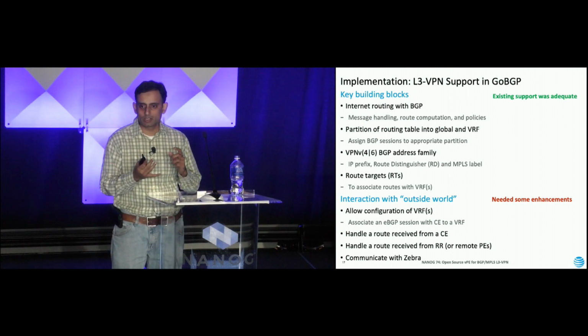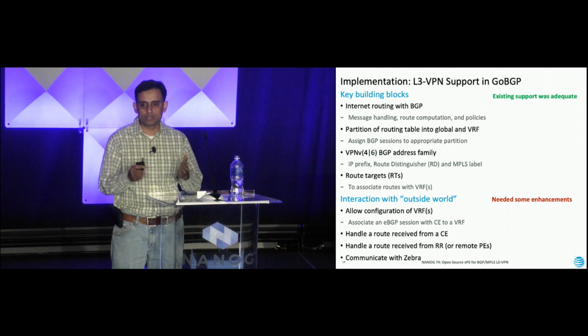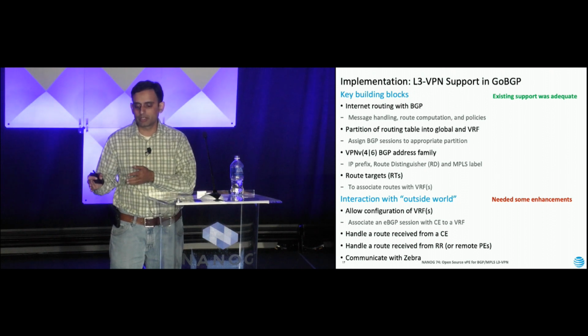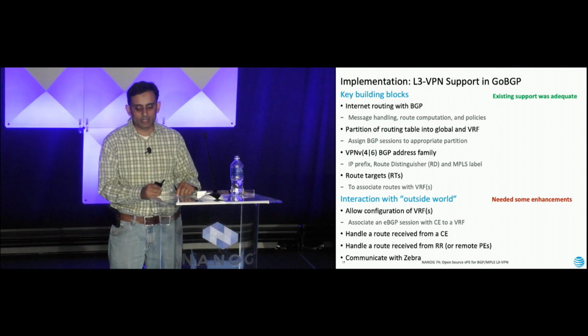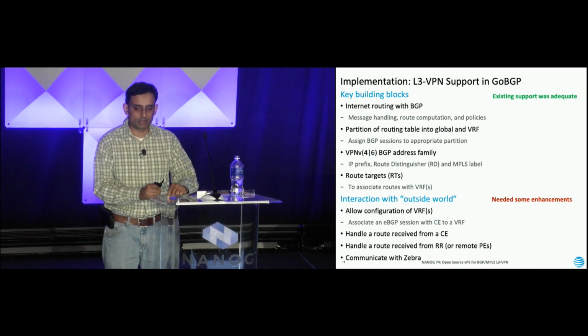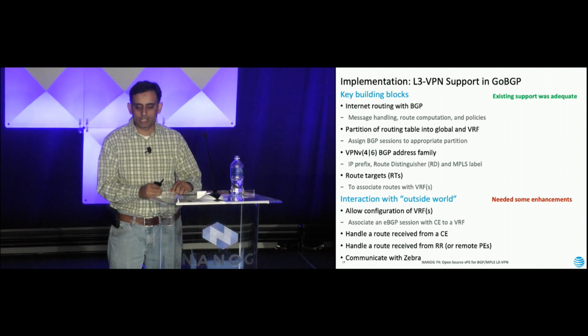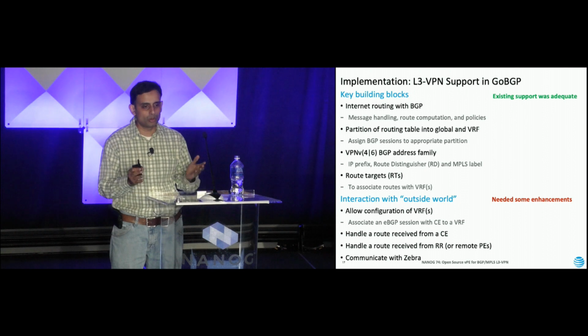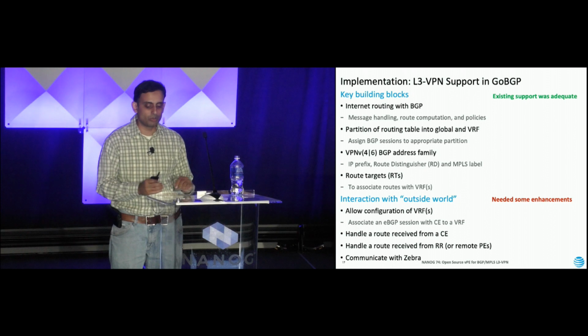So, things like internet routing with BGP is a necessity. The other aspect that we require is being able to partition routing table into a global table and VRF specific tables. We need support for VPN v4 and v6 address families like IP prefixes, route distinguishers and MPLS labels. And finally, we require support for route targets, which allows us to associate routes with VRFs. Now, as far as these building blocks are concerned, GoBGP had everything that we wanted, so we could use them straight away out of the box.